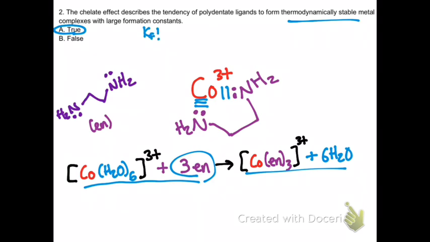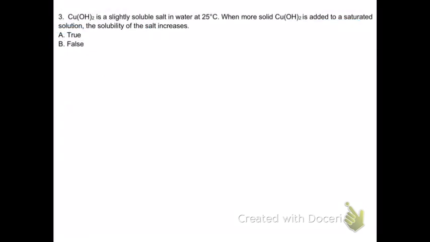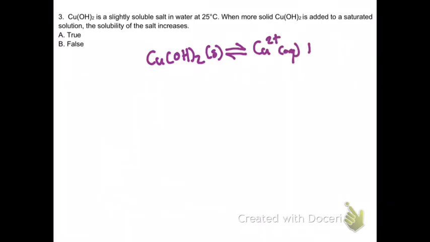Kf values. In this question, we're trying to figure out if something becomes more or less soluble when we add in another chemical species. So it's talking about copper hydroxide, and I suggest writing out the reactions that go with the solubility. With solubility, with Ksp reactions, we're breaking these apart into their respective ions. So this would break apart into copper 2+ and 2 hydroxides.